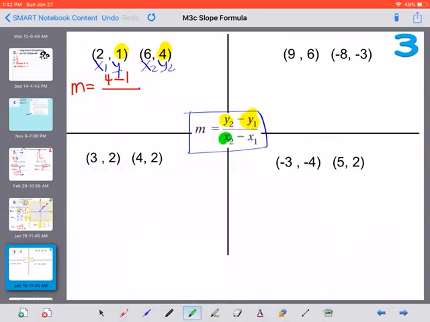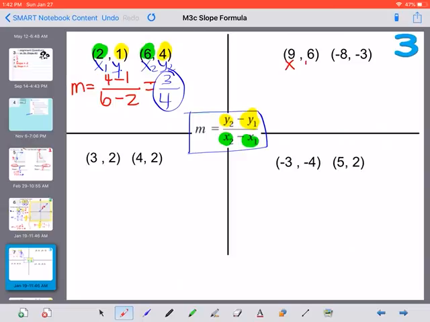Then on the bottom, x is x2, which is 6, minus x1, which is 2. Notice I'm putting them in the same spots as they show up in our equation. So 4 minus 1 is 3, 6 minus 2 is 4, so my slope is 3/4, or 3 over 4. From those 2 points, we would have gone up 3 and over 4.